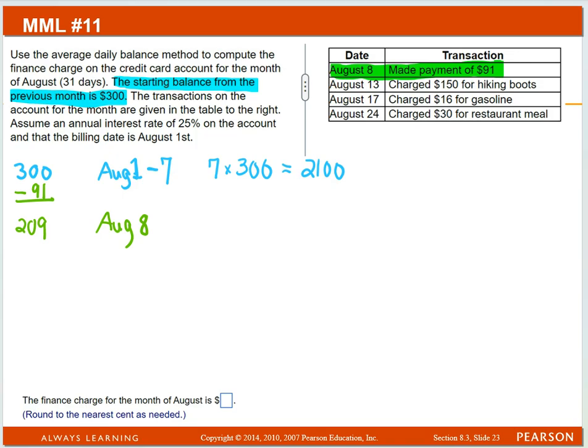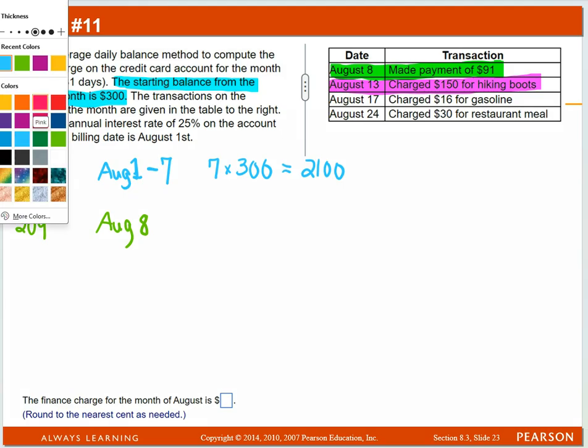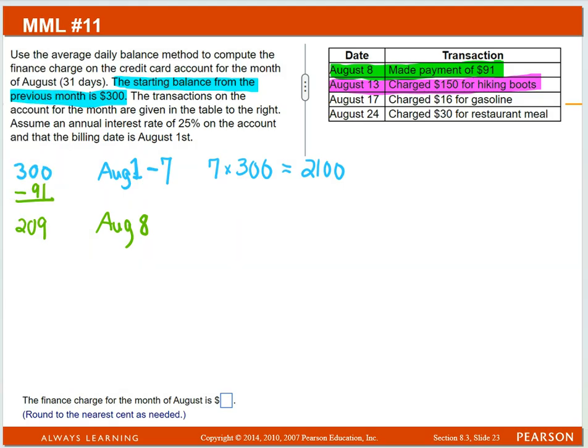Now on August 8th, it's going to be something different. It's now 209. But I'm going to look at the next part here. On August 13th, these people made a charge of $150 for hiking boots. So give me a pink color for that. When you charge on your credit card, it's going to make the balance go up. It's going to increase it. So now I'm looking at $359, but that doesn't happen until August 13th.